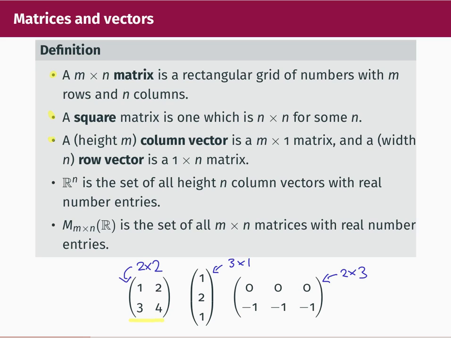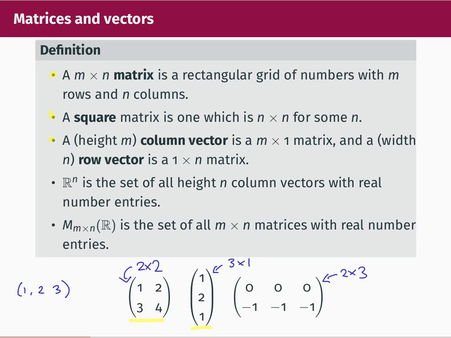A height m column vector is an m by 1 matrix, so in the middle here we have a height 3 column vector, and a width n row vector is a 1 by n matrix for some n. So as an example, if we had 1, 2, 3 like this, that would be a 1 by 3 row vector, a width 3 row vector.